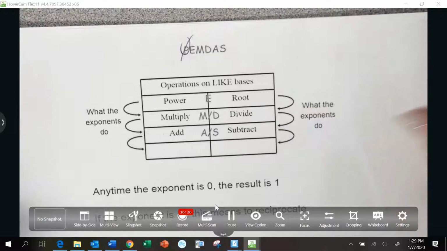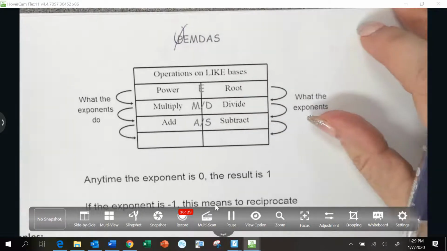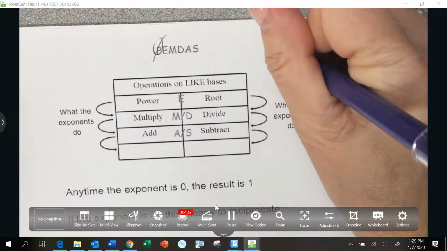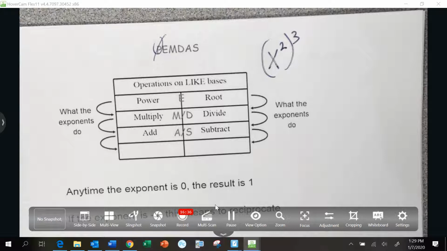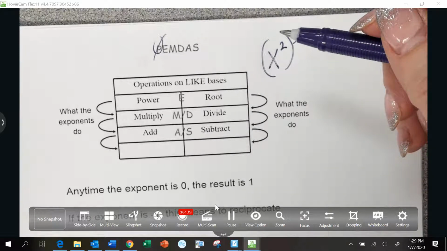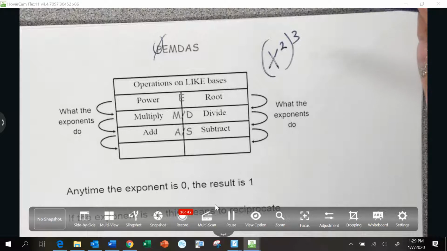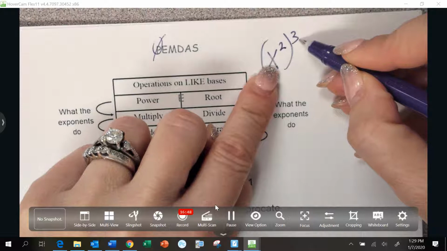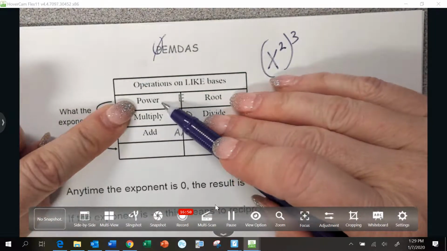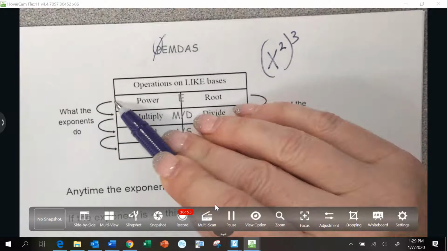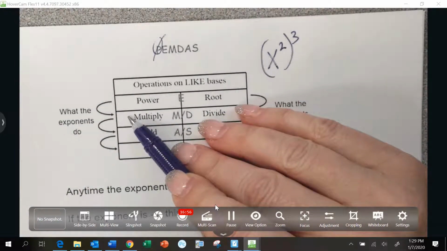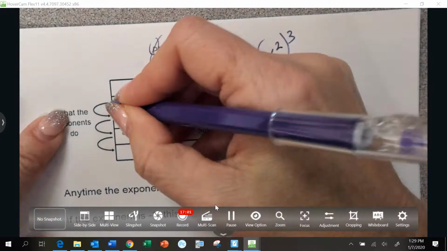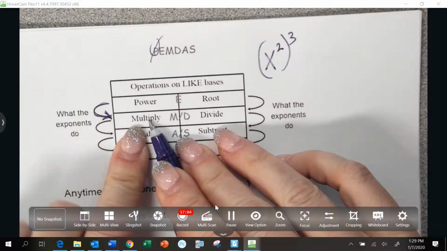So now, we did this on the first page, if we were doing x squared to the... So this is how I would use my chart. I would say, I am doing power. I'm doing an exponent, which is here. Out on the outside is what I do to the actual exponents. So if I'm raising the base to a power, then to the exponents, I multiply them.